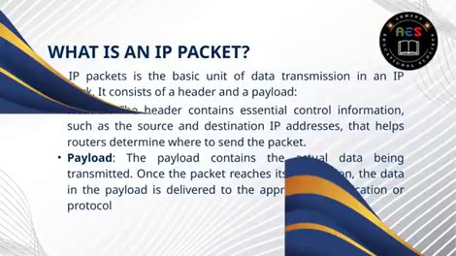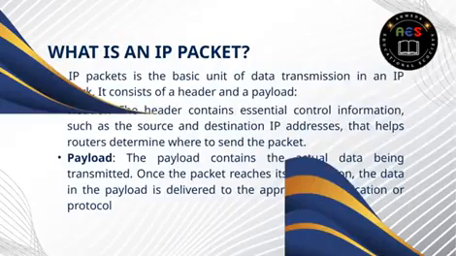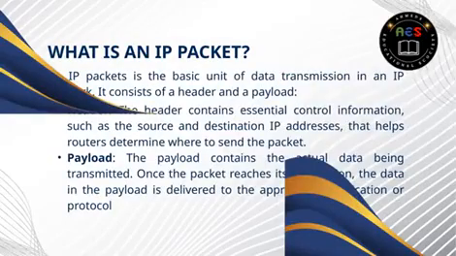This information helps routers figure out where the packet is coming from and where it needs to go, ensuring it reaches the right destination. Now, the payload is where the actual data lives. This could be anything from an email message, a web page, or a file being transferred. Once the packet arrives at its destination, the data inside the payload is passed on to the appropriate application or protocol for further processing. Understanding this structure is key, because it highlights how data is organized and routed efficiently across networks. Every packet, with its header and payload, plays a vital role in ensuring reliable and accurate communication in the digital world.